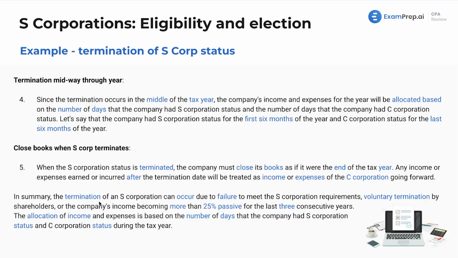Now, in summary here, the termination of an S Corp can occur due to failure to meet the S Corporation requirements, voluntary termination by shareholders, or the company's income becoming more than 25% passive for the last 3 consecutive years. And then we also saw how the allocation of income and expenses is based on the number of days that the company had S Corp status and C Corp status during the tax year. Lots of great run-throughs and examples of how this all works. Just using examples, gonna burn it into your mind.